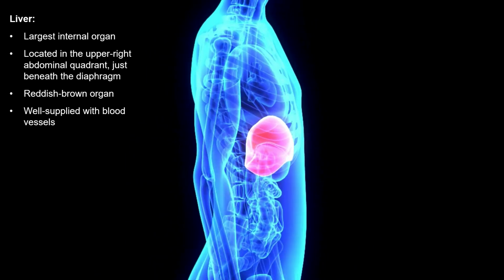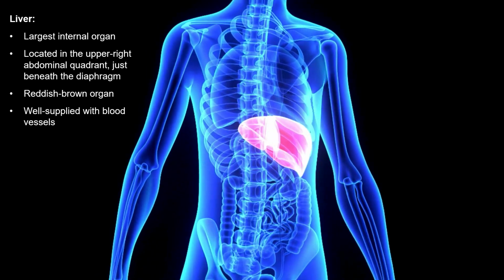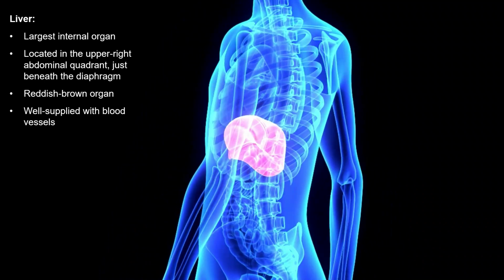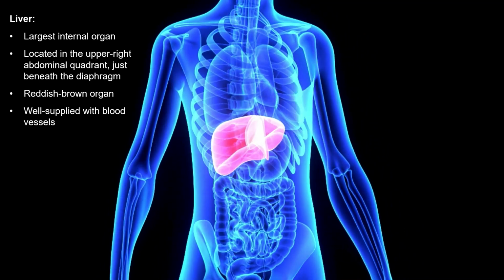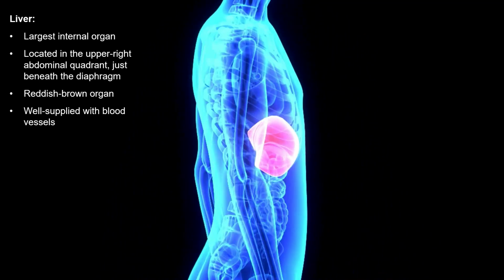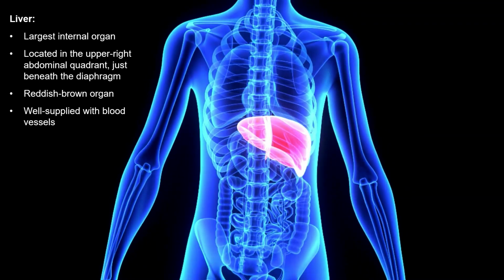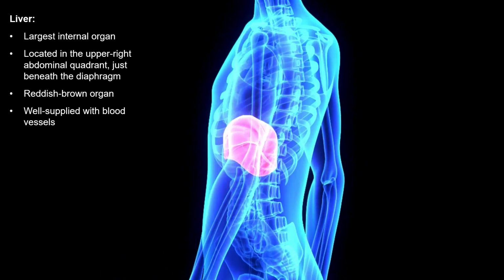The liver is a vital organ that helps us eliminate waste and toxins from the body and helps immobilize glucose when we are lacking it. It's a very large reddish brown organ located in the right upper quadrant of the abdomen just under the diaphragm. It is very vascular and contains copious blood vessels.